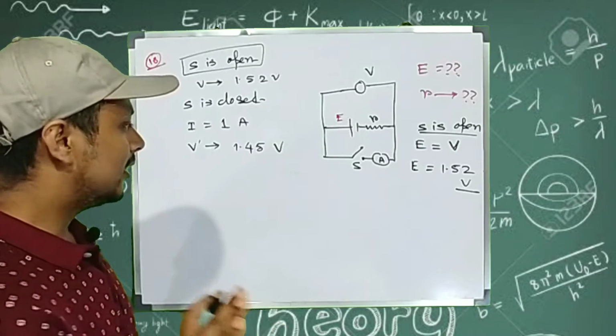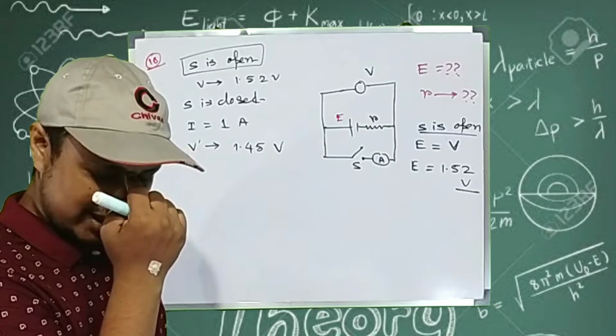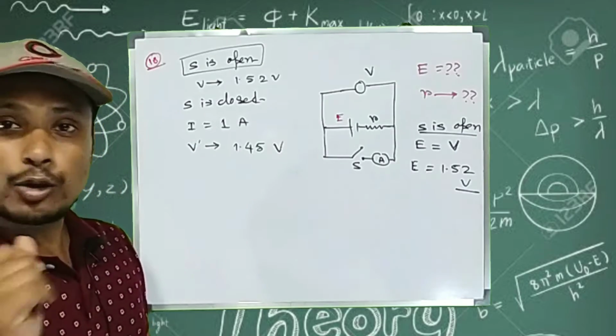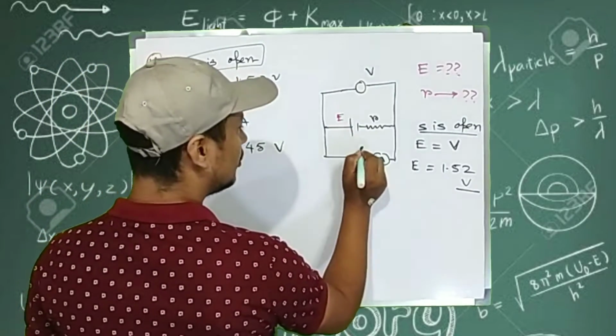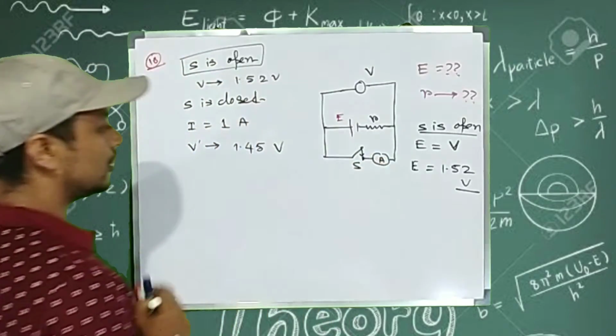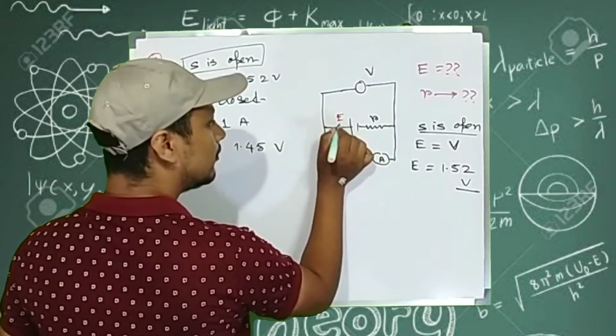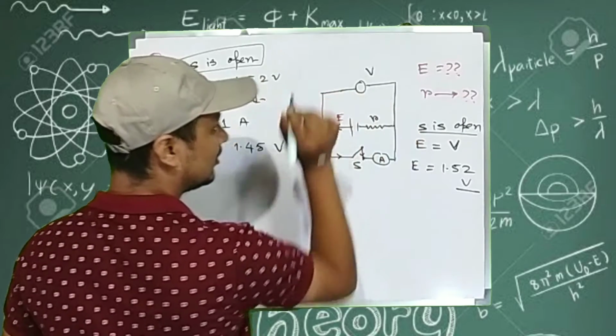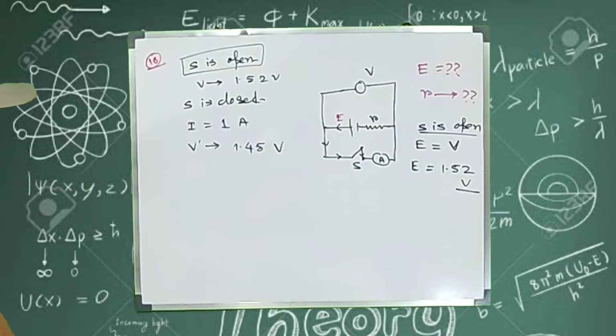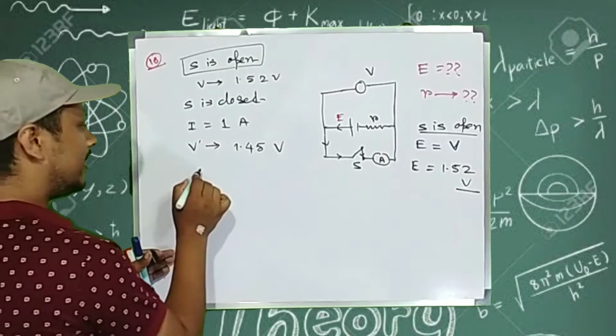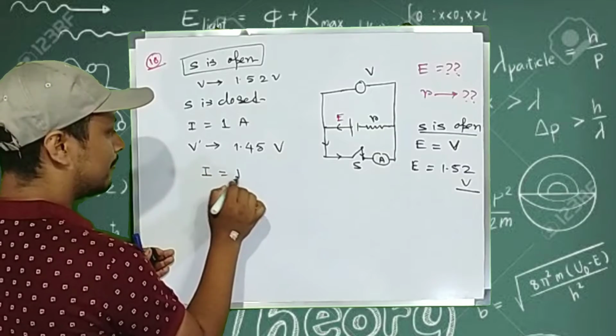Now case number 2, the second case, when S is closed. Now when S is closed, a current will flow through this path, and here the reading of the current is I equals 1 ampere.